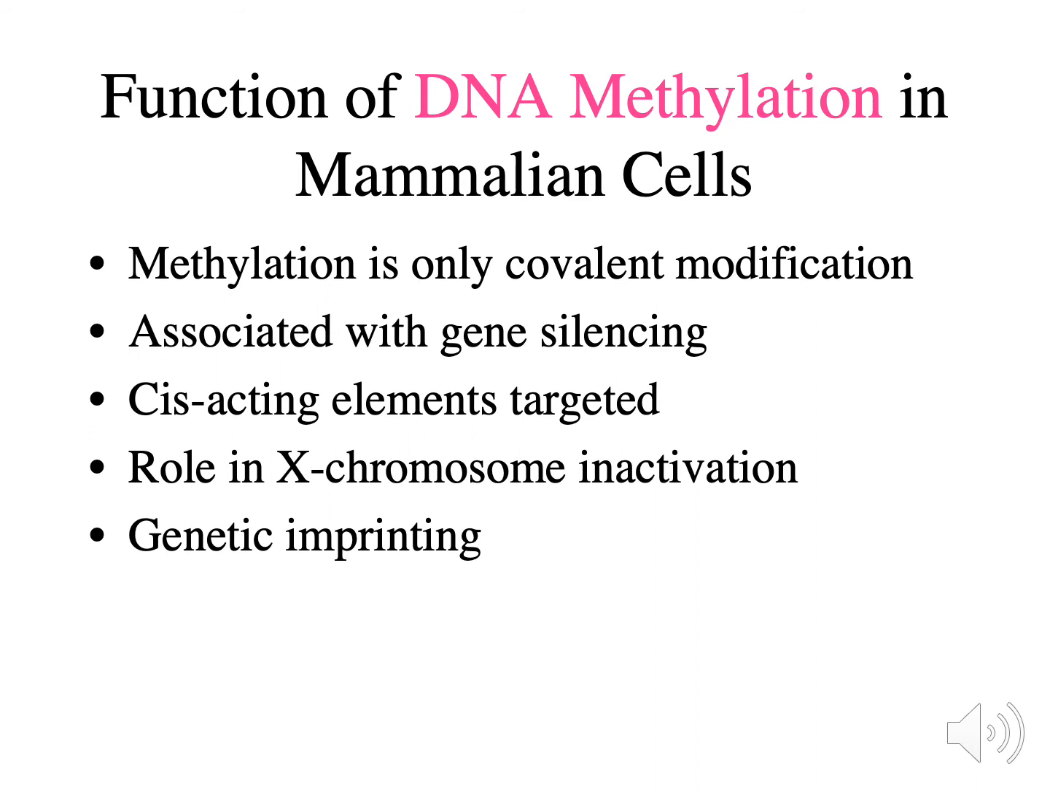We talked about how females, for example, have two X chromosomes, only one of which is transcriptionally active. How do we inactivate that other X chromosome? That's through DNA methylation. DNA methylation also underlies the phenomenon of DNA imprinting.